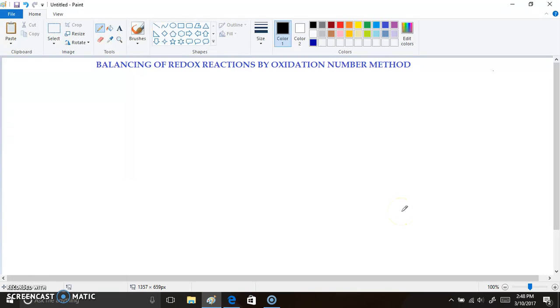Good morning everyone. In this class we'll discuss balancing of redox reactions by the oxidation number method. The oxidation number method is very simple. In this method we have to balance the change in the oxidation states. See some simple examples you may easily notice.